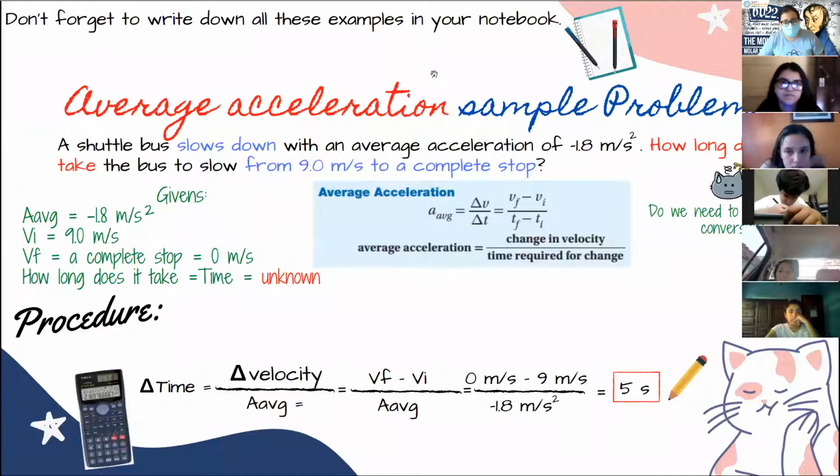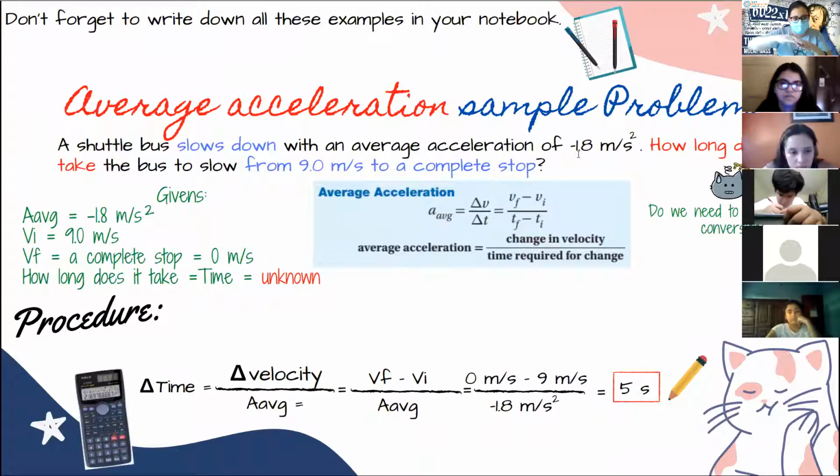The acceleration is negative because it is slowing down. That's why we have a negative right here in the negative 1.8. It is slowing down, it's not accelerating positively, it's slowing down. So the change in velocity is negative. So in this case, the acceleration is going to be negative too.